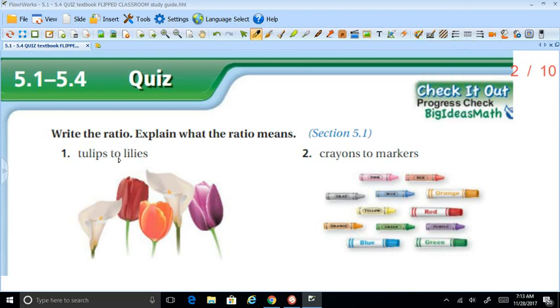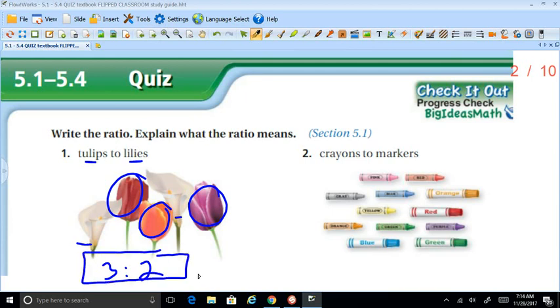Number 1, it asks you to write the ratio of tulips to lilies. Since tulips comes first, the first number must represent the tulips. You can see here there's 1, 2, 3 tulips compared to simply 2 lilies. So we have a 3 to 2 ratio.